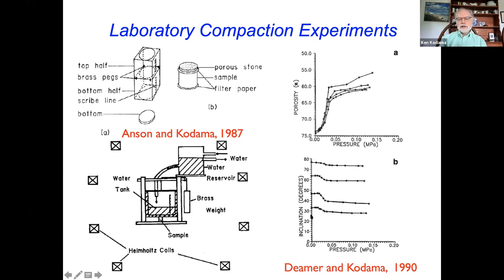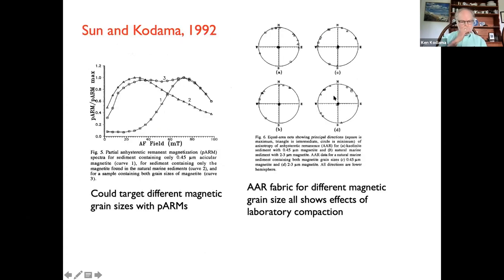This is the inclination shallowing, and Gay Diemer worked on this with different initial inclinations, from around 30 all the way up to 80 degrees, steep inclination. We saw the same type of behavior, where we saw a loss of inclination and a break in slope in the behavior at the same time we saw the changes in porosity. Weiwei Sun went on and worked on this with the same device.